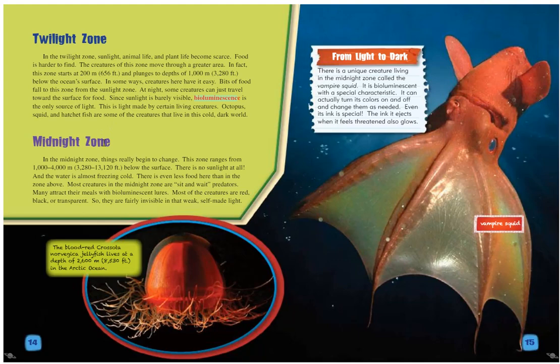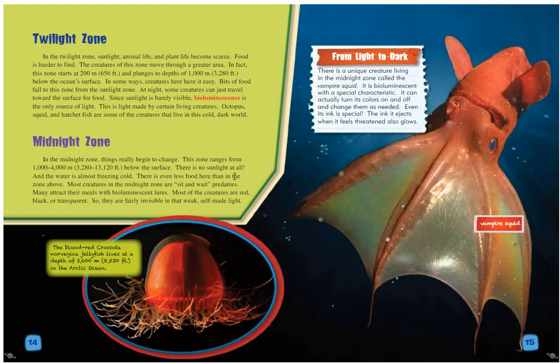Then when you get even deeper, you will reach what's called the midnight zone. In the midnight zone, things really begin to change. This zone ranges from 1,000 to 4,000 meters, or 3,280 to 13,120 feet below the surface. At this depth, there is no sunlight at all, and the water is almost freezing cold.